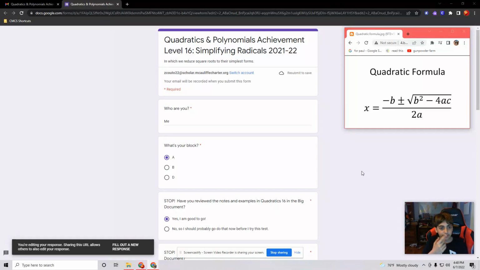Hey, we're gonna be doing level 16. This is the final one I'm recording today. Level 16, it's moderate level. I say moderate. So this is simplifying radicals.